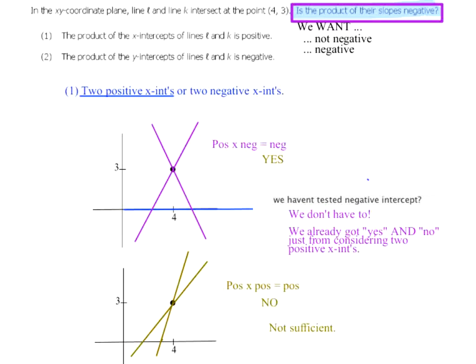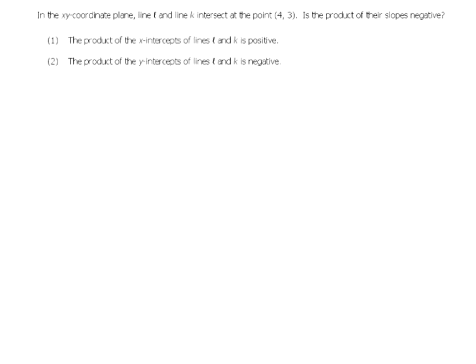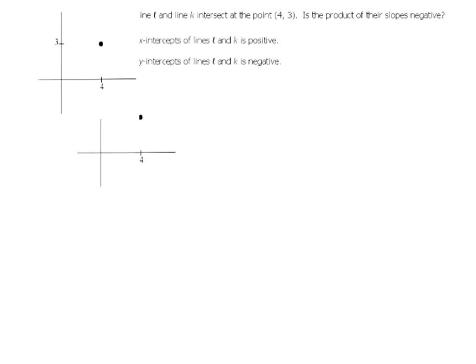A few of you seem to be unclear on that. These are both possibilities that we could use if we needed to, but we don't have to. This is two positive intercepts, and it gives a yes, and this is two positive intercepts, and it gives a no. So just by using that one case, we already got yes and no. So we don't need to bother. I hope that clears things up. Okay, so statement 2 is very, very similar, so we can do this in kind of a hurry. We do kind of have to be in a hurry at this point.